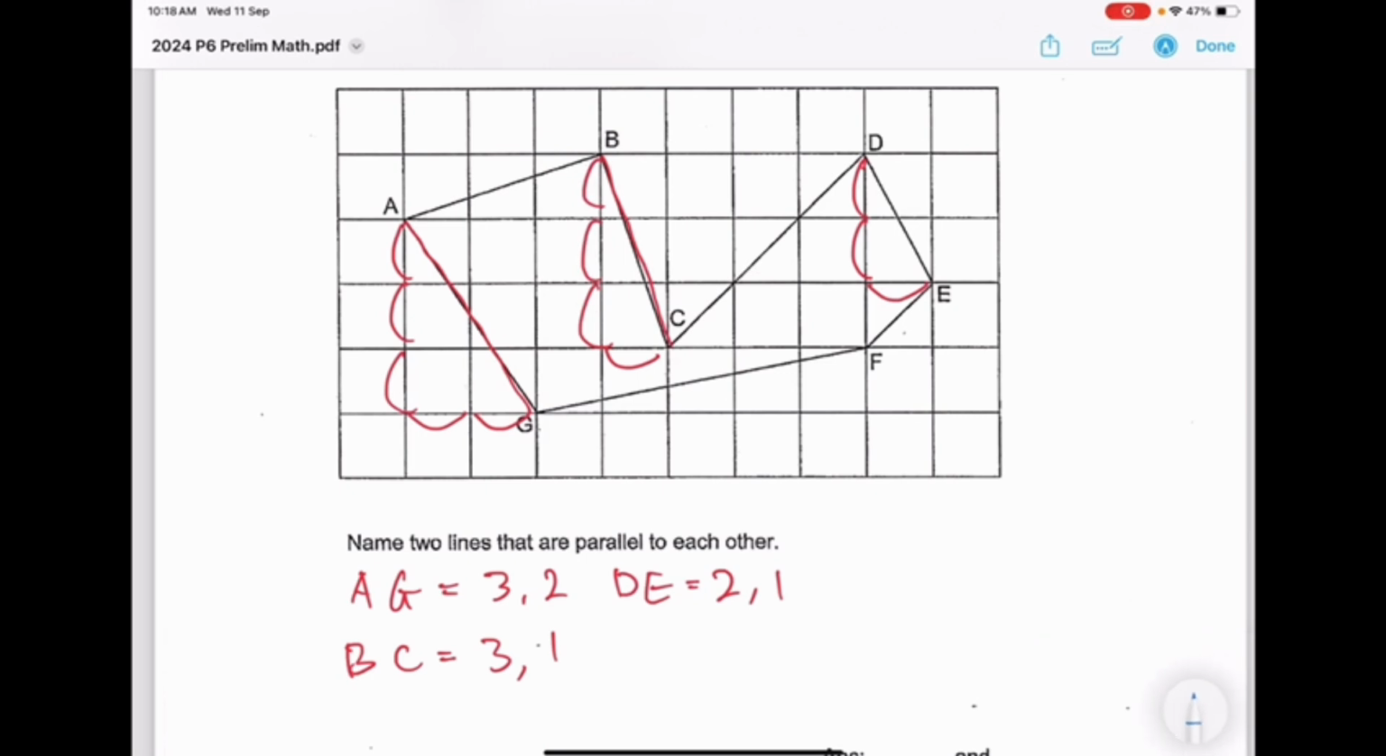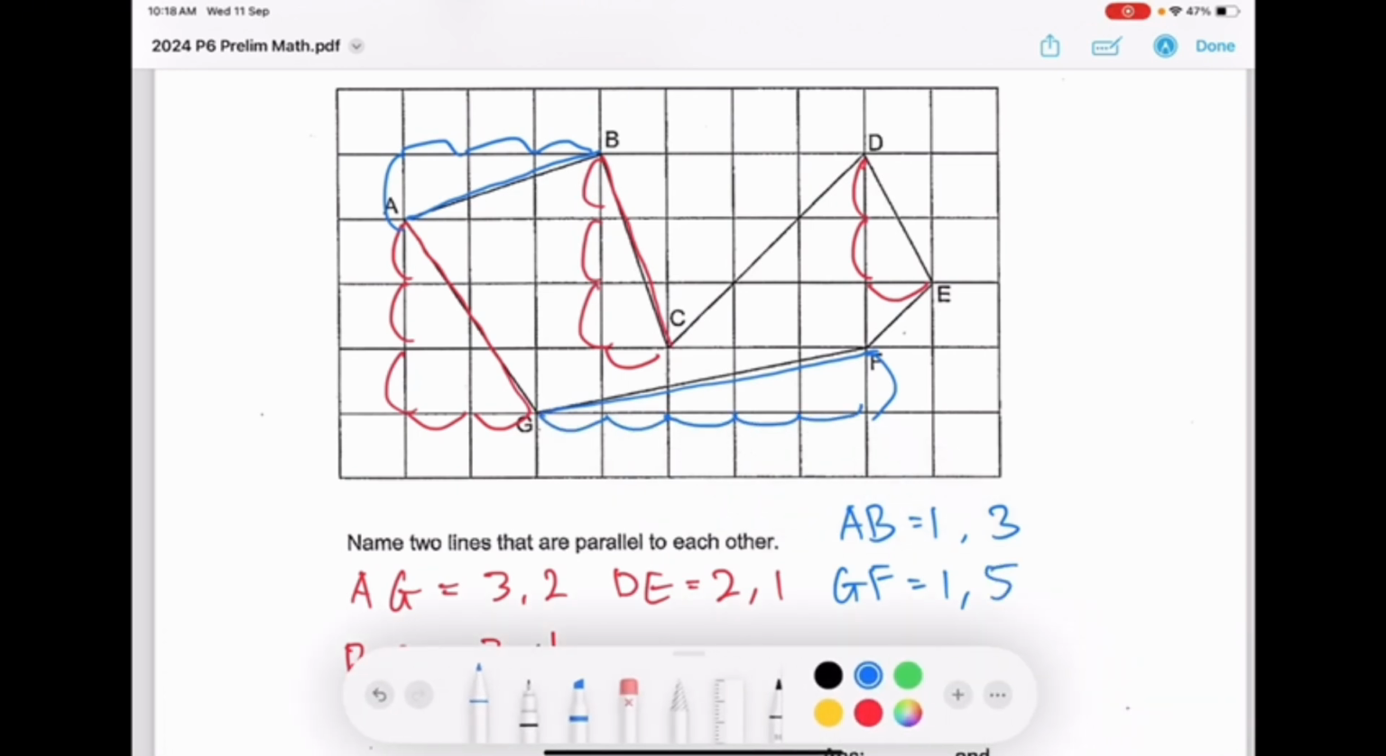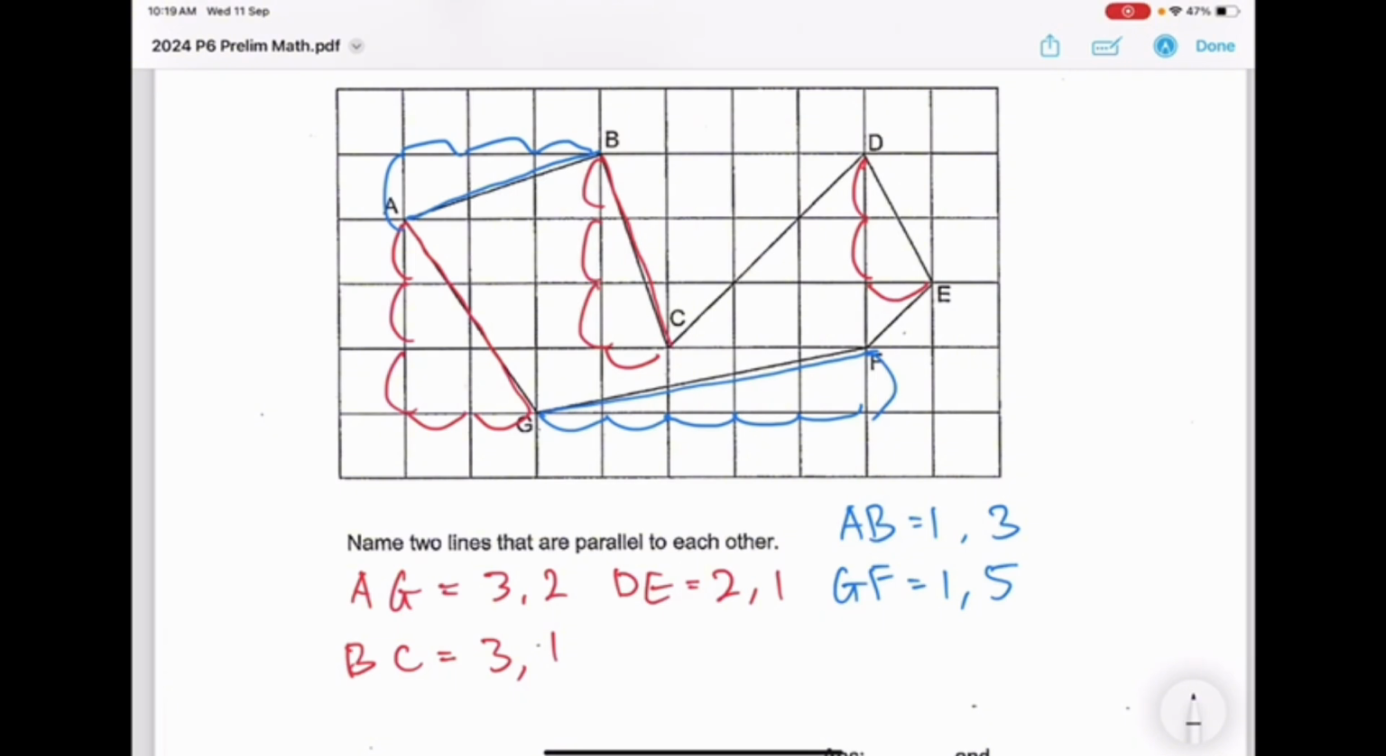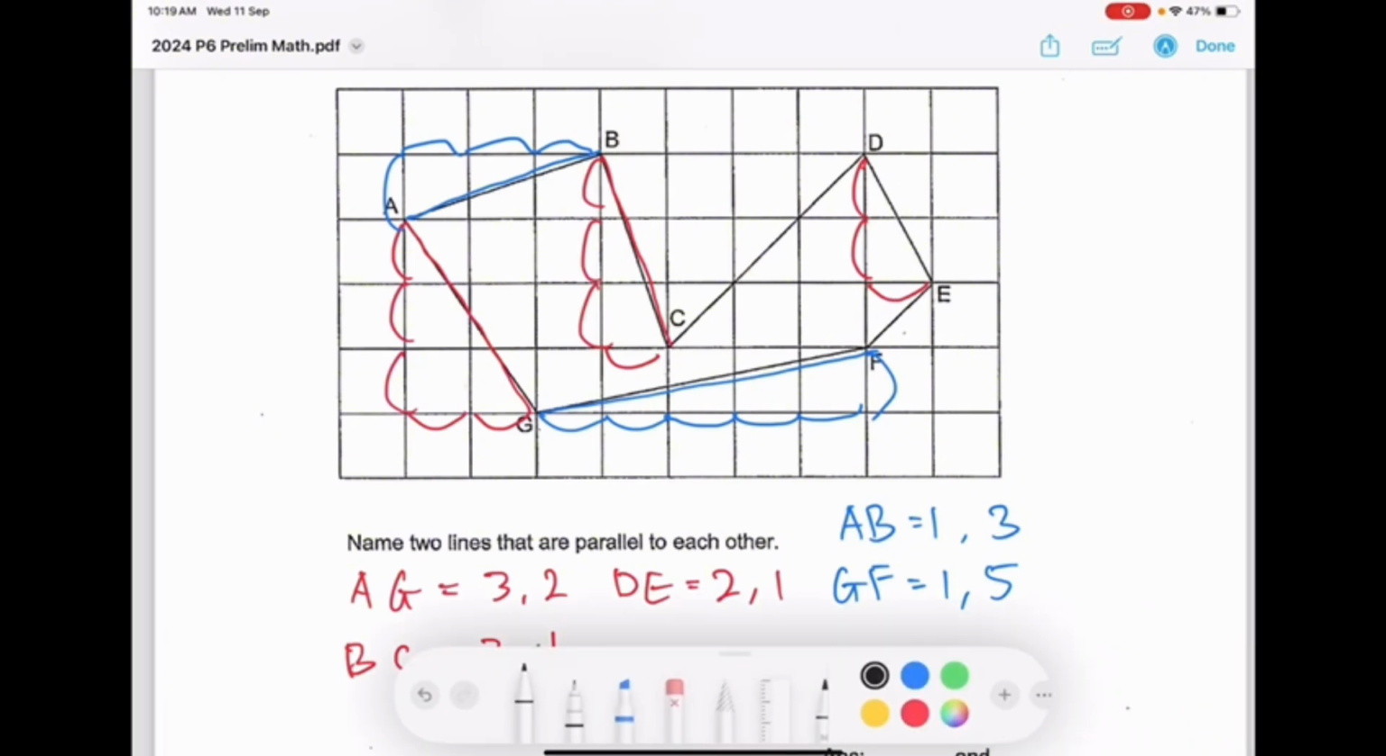Using another color, I want to look at AB and GF because they look like they might be parallel too. Let's look at AB first. We have 1 vertical and 3 horizontal. For GF, we have 1 vertical, but how many horizontals do we have? 1, 2, 3, 4, 5. Therefore, these 2 lines, AB and GF, are not parallel as well.